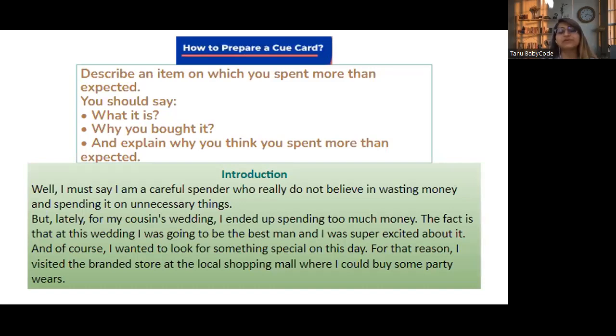Well, I must say I'm a careful spender who really does not believe in wasting money or spending it on unnecessary things. But lately, for my cousin's wedding, I ended up spending too much money. The fact is that at this wedding, I was going to be the best man and I was super excited about it. And of course, I wanted to look special on this day. For that reason, I visited the branded store at the local shopping mall where I could buy some pretty wares. So he explained now what it is, what basically he was buying.